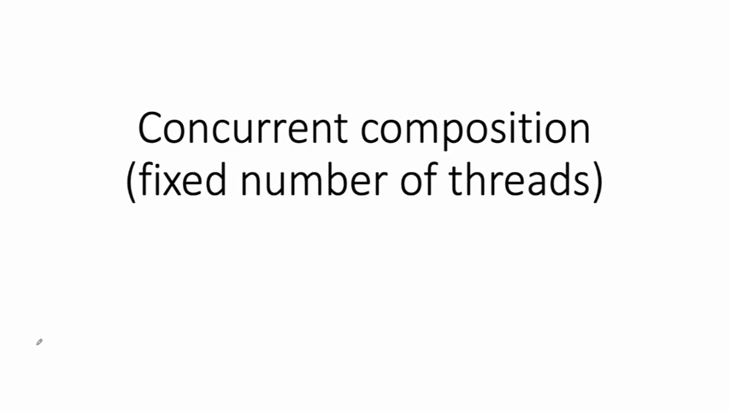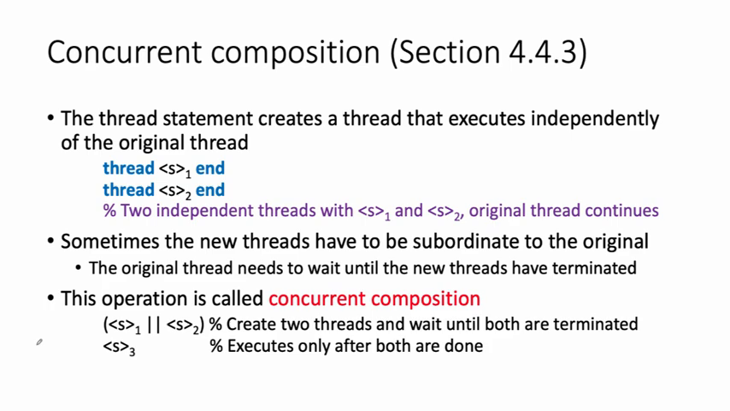The first example I want to give is called concurrent composition. This is an introductory example to get your neurons warmed up this morning. Let's recall the thread statement. When you do thread end, you create a thread, and this thread executes independently. This other thread also executes independently. With these two instructions, we have created two independent threads, and the original thread continues. So we have three threads, all independent.